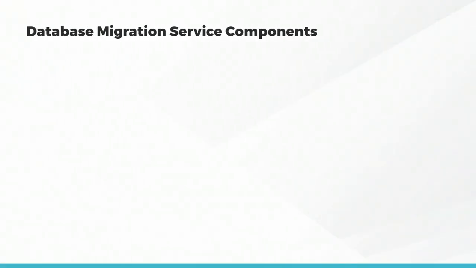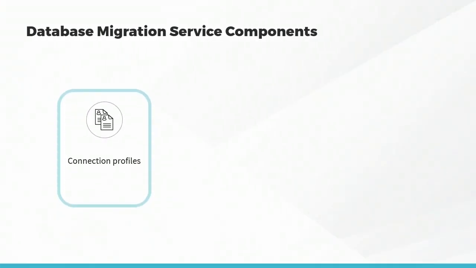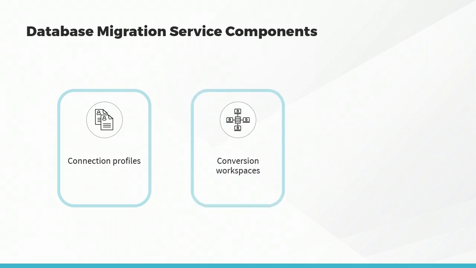Now, Database Migration Service components include things like connection profiles. This is where we can represent the connectivity information to the specific source that will be used in a migration job. We could also have conversion workspaces that help us convert our schema and code objects from the source database to a format that's compatible with any of our destination instances. Now, conversion workspaces are used for things like heterogeneous migrations as well.